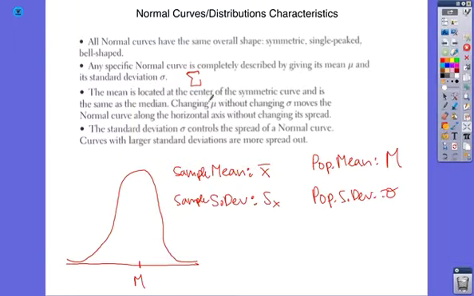So this means changing the mean without changing the standard deviation moves the normal curve along the horizontal axis without changing its spread. The standard deviation, sigma, controls the spread of a normal curve. Curves with larger standard deviations are more spread out.